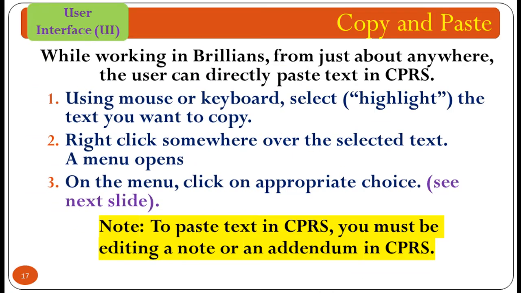While working in Brillians, from just about anywhere, the user can directly paste text in CPRS. Using mouse or keyboard, select the text you want to copy. Then, right-click somewhere over the selected text. A menu opens. On the menu, click on the appropriate choice as shown on the next slide. Please note that, to paste text in CPRS, you must be editing a note or an addendum in CPRS.